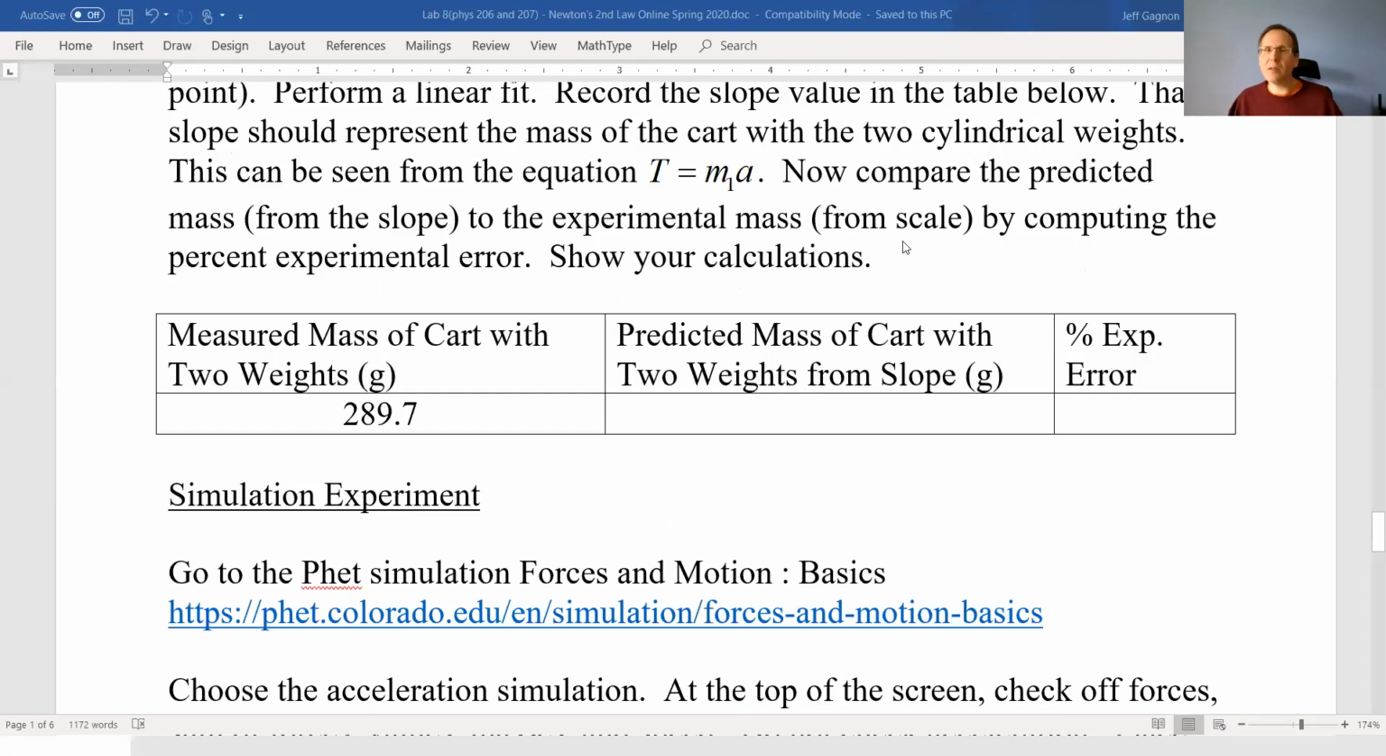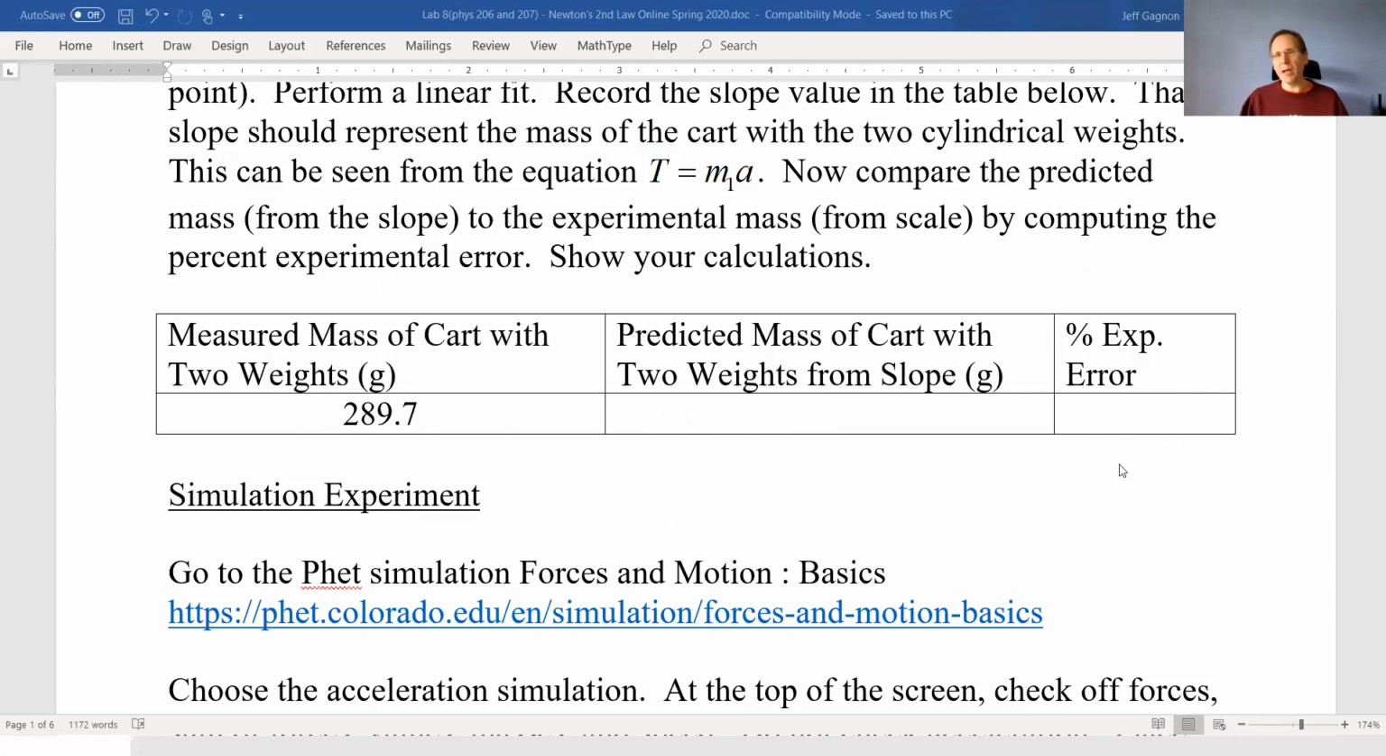Don't forget to include the graph in your lab report, right? So copy and paste it into your lab report because I want to see that graph. And then you just want to compare these two values by computing a percent experimental error. And it should come pretty close. Like you might get around 300 for your slope, and that's actually very close to 289.7.